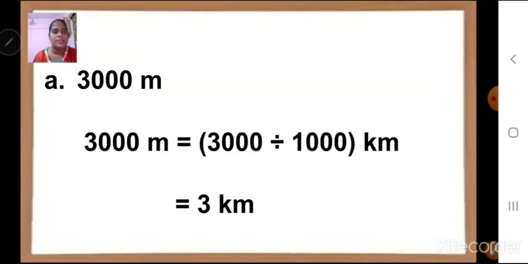Yes, children. Write down in your notebook. When we want to convert from meter to kilometer, we have to divide by 1000. Remember this.